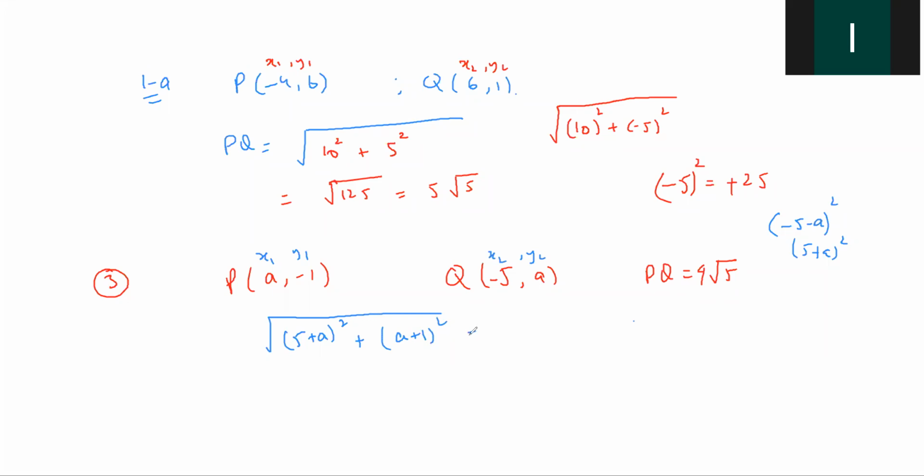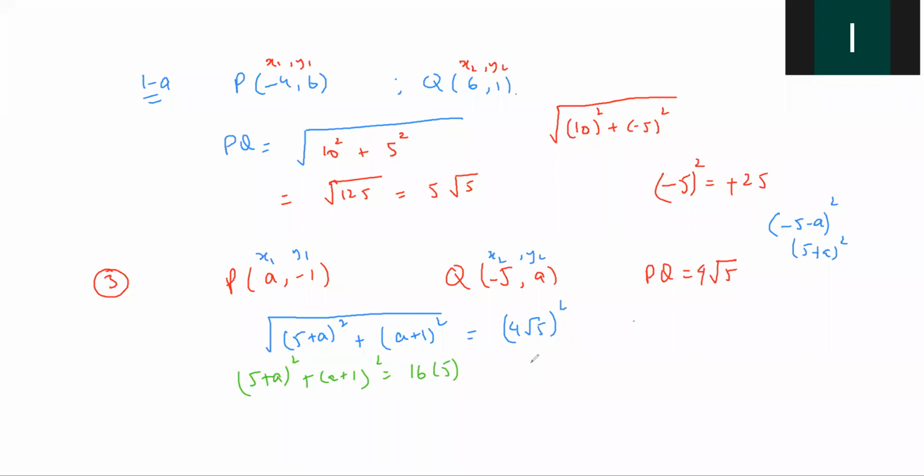Yes? This is 4 under root 5 whole square. So instead of writing this as minus 5 minus a, I have changed that with 5 plus a. Okay? I'll be squaring both the sides and I have 5 plus a whole square, and this is a plus 1 whole square, and this is going to be 16. 4 square is 16, under root 5 square is 5. So this is going to be 16 into 5.